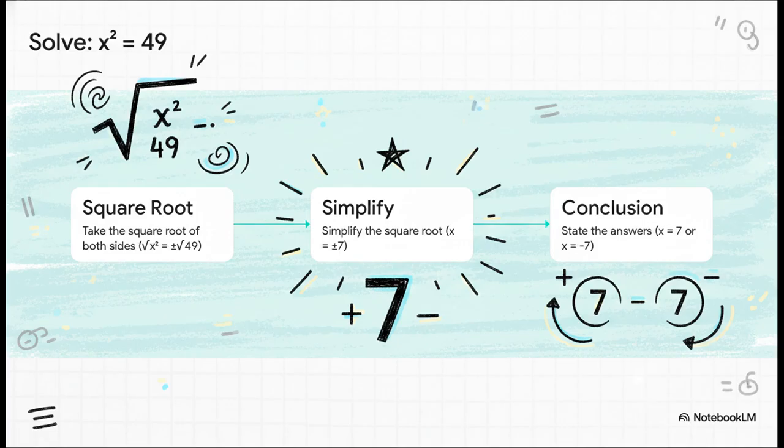And finally, step 3, our conclusion. X equals 7 or x equals negative 7. 3 super easy steps, 2 solutions, all unlocked by our golden rule.